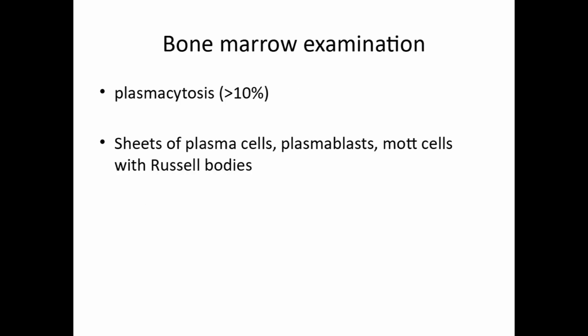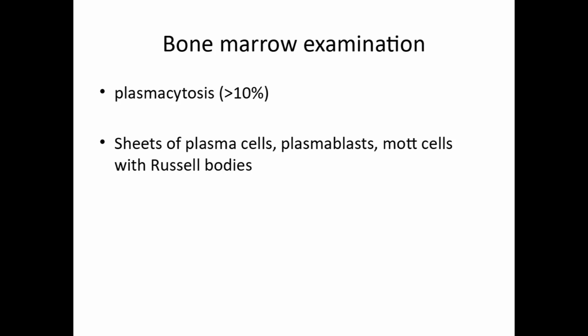For the diagnosis of multiple myeloma, bone marrow examination has to be done, wherein you should be able to see more than 10% of the cells being plasma cells, that too monoclonal plasma cells. Most of the times in multiple myeloma patients, too many plasma cells will be there arranged in sheets. Plasma blasts can be there.